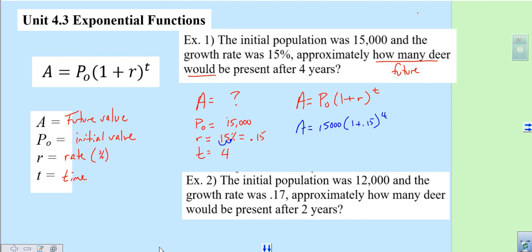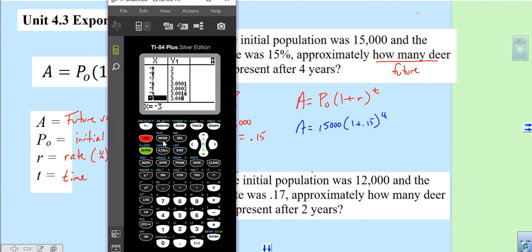So you just grab your calculator, pull that guy out, go to your home screen, second mode, clear that off, and just plug it in. So 15 grand, open parentheses, 1 plus 0.15 raised to the 4th power. Bam. So there's my future population.